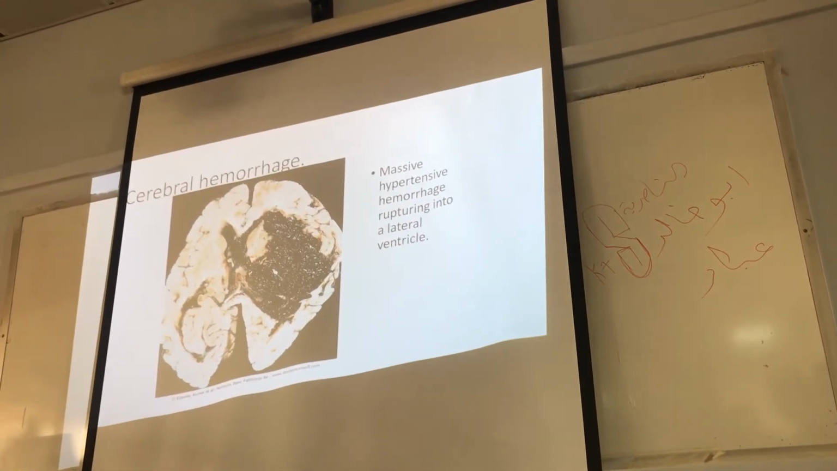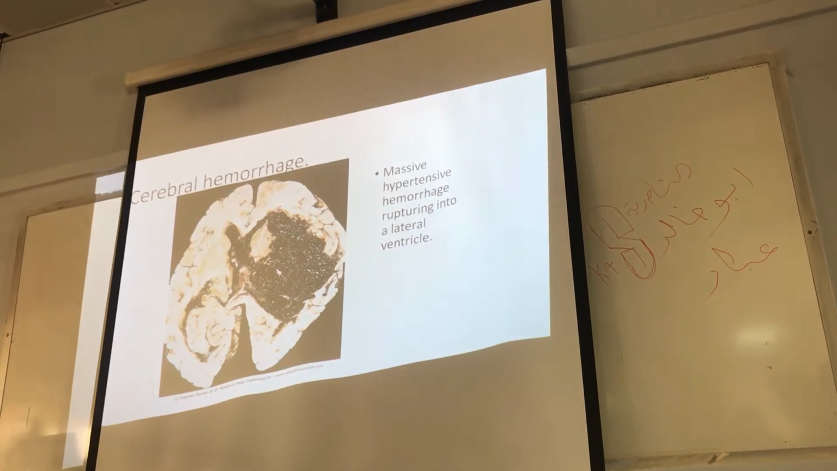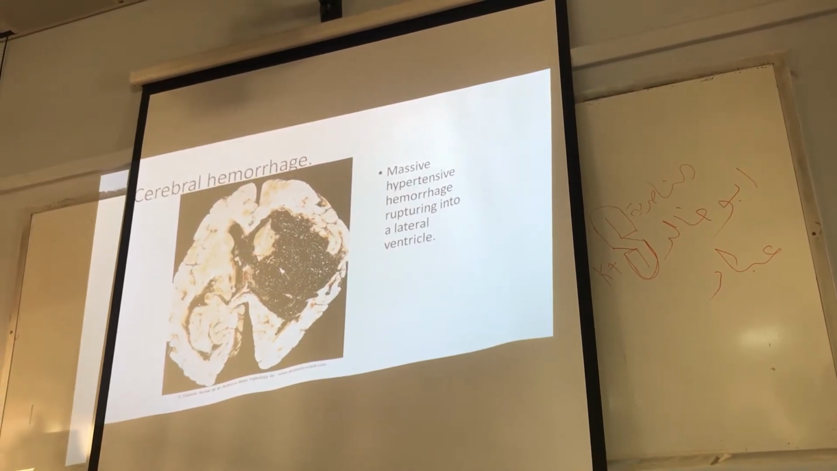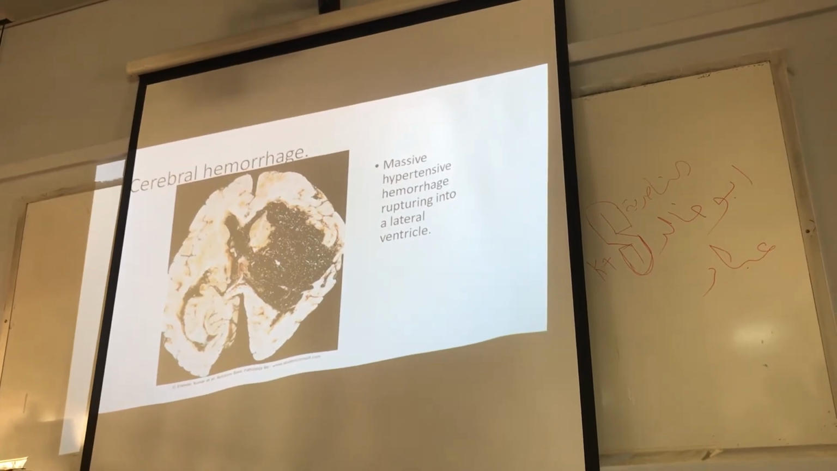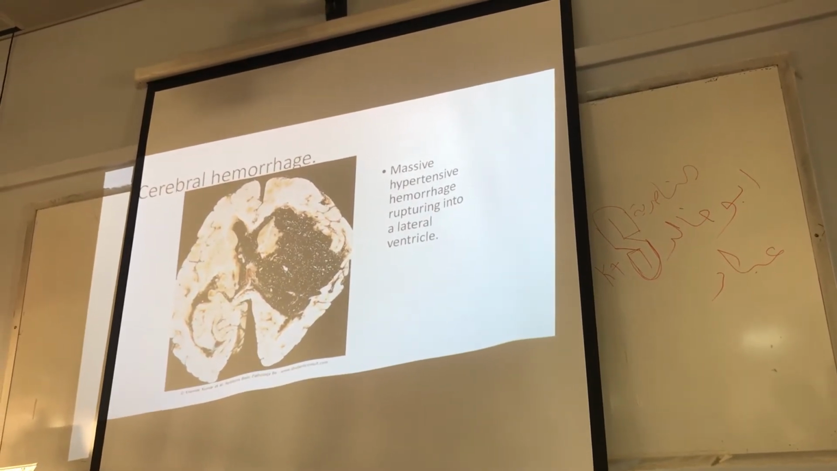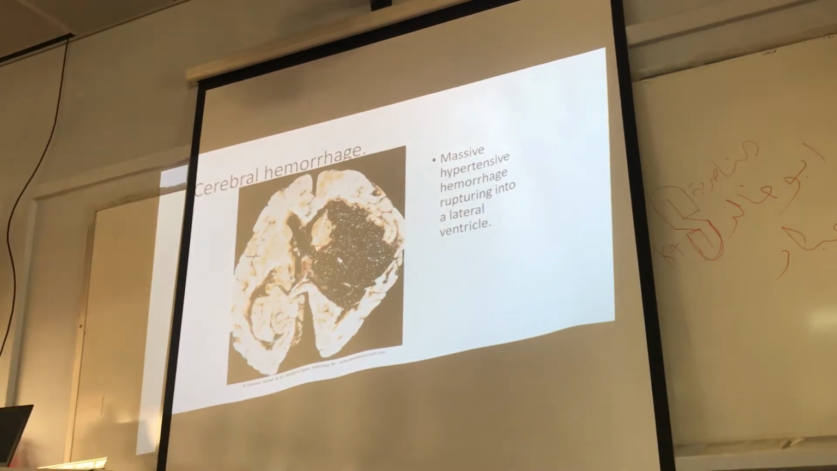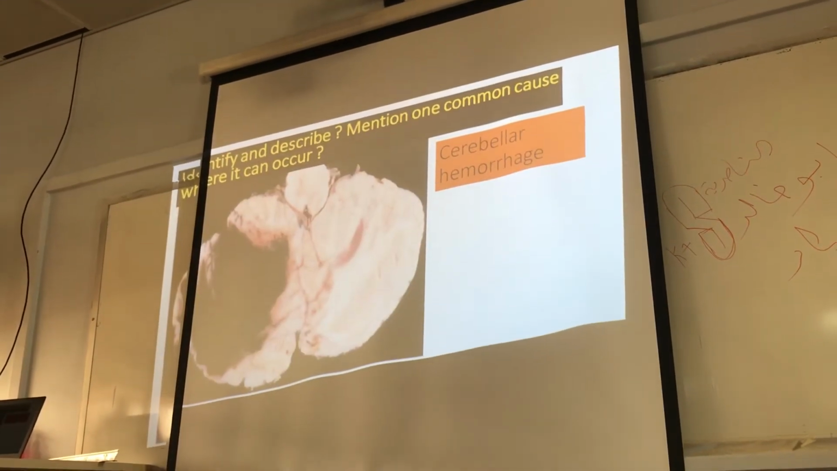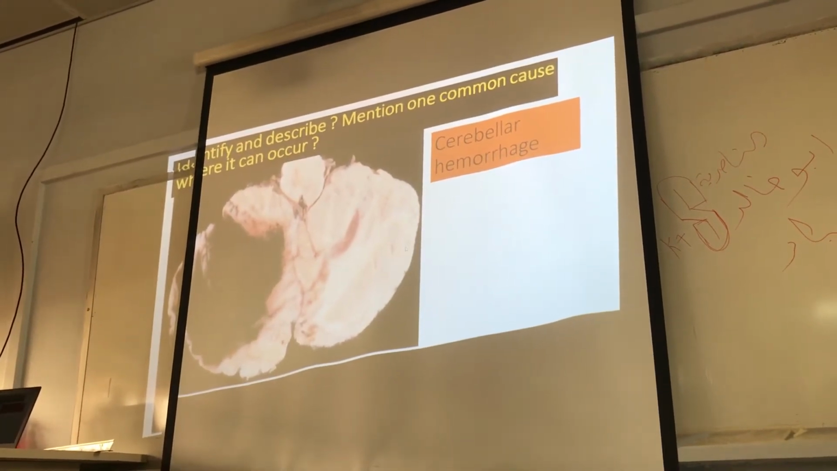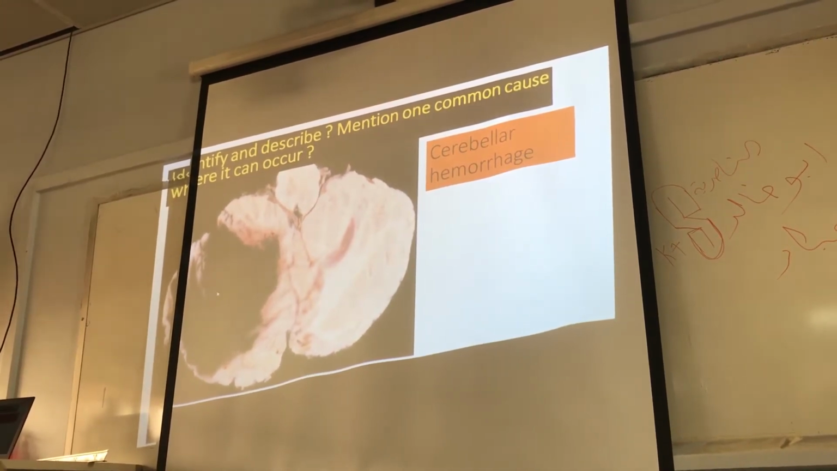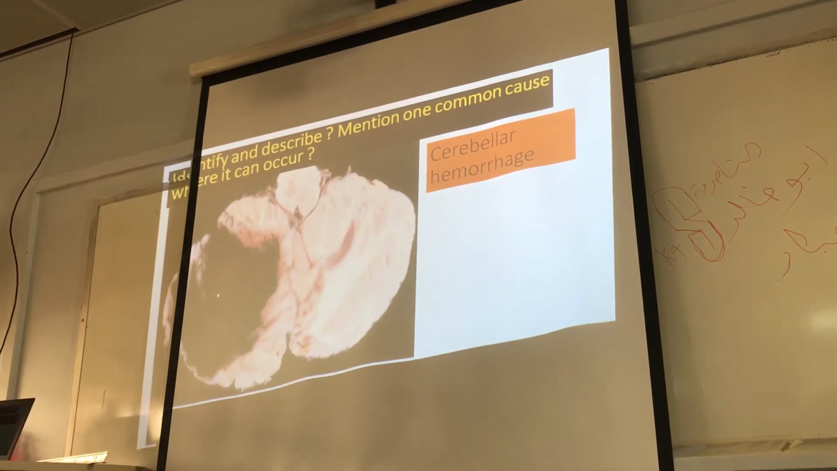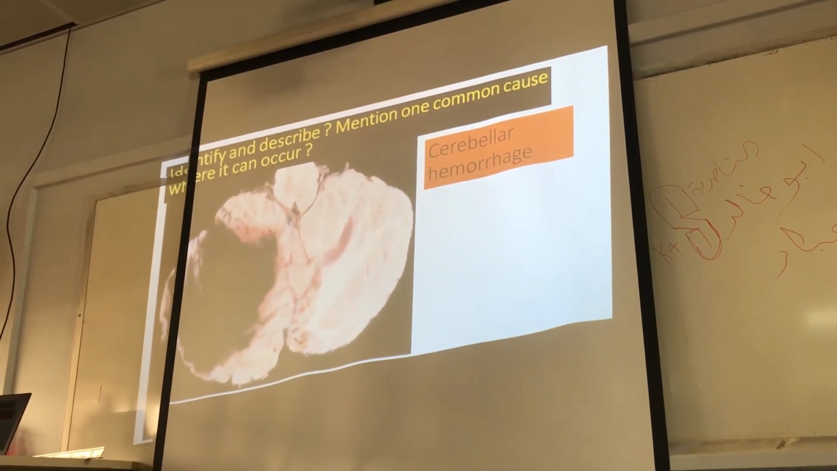If there is hemorrhage here, it is compressing the surrounding tissue and the ventricles. These are the ventricles, one on this side, another on the other side. So the hemorrhage has occurred. This is an example of cerebral hemorrhage because of hypertension. This is a cut section of the cerebellum, and we are seeing hemorrhage. Hypertension is the most common cause.